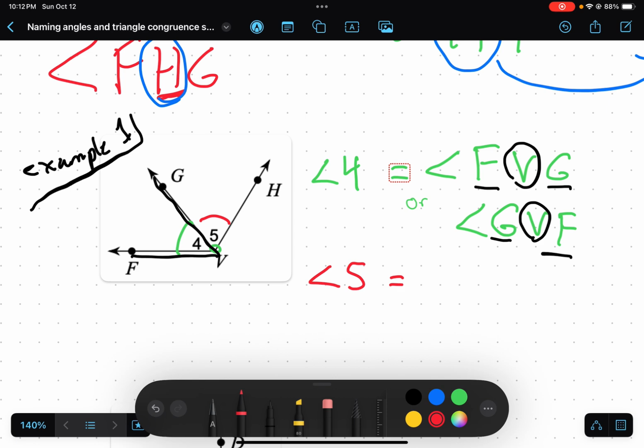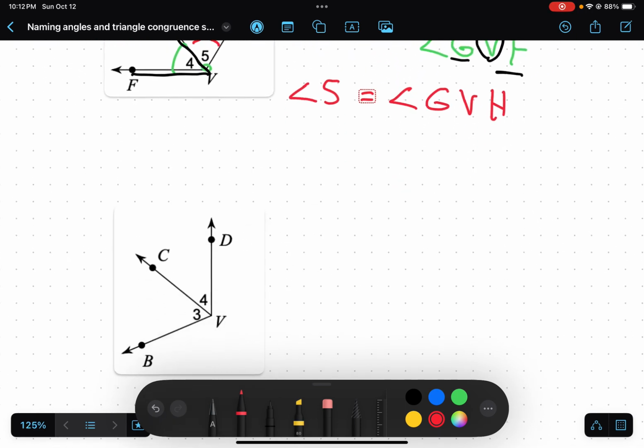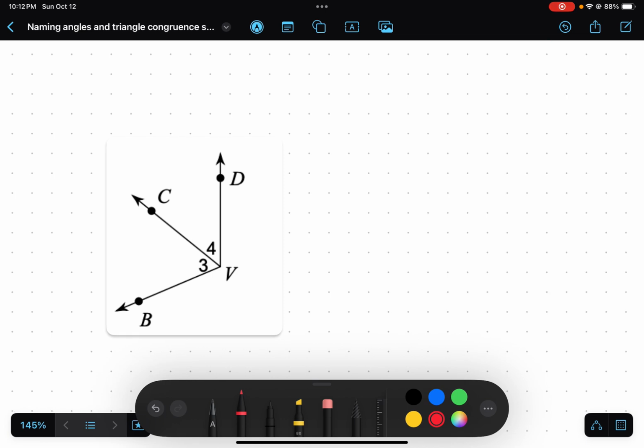So angle 5 could be angle GVH or HVG. Okay. Let's just try one more. I think this is pretty quick once you get it.